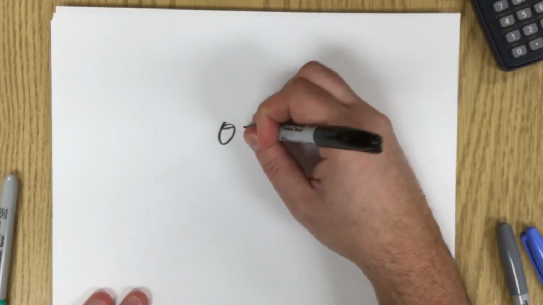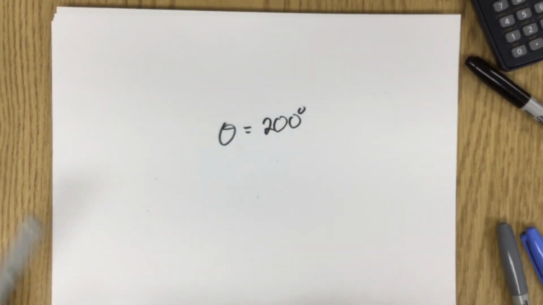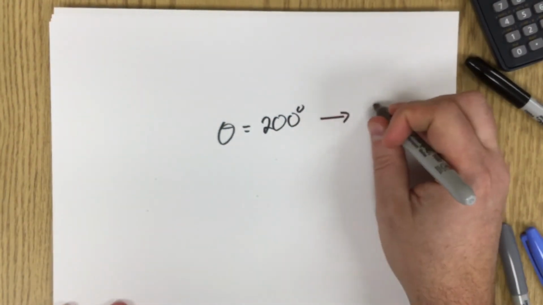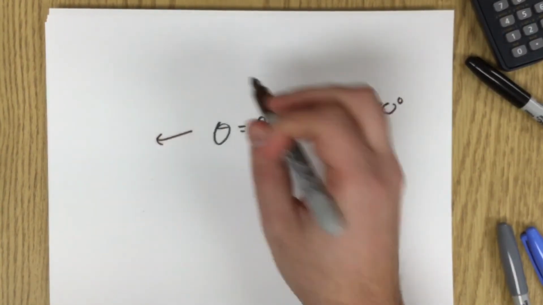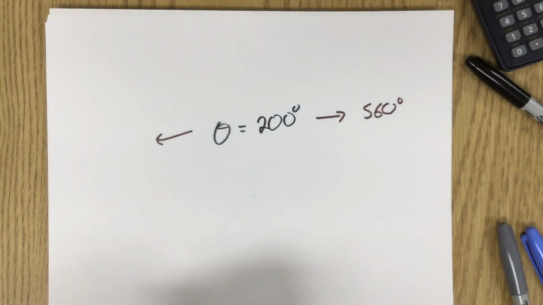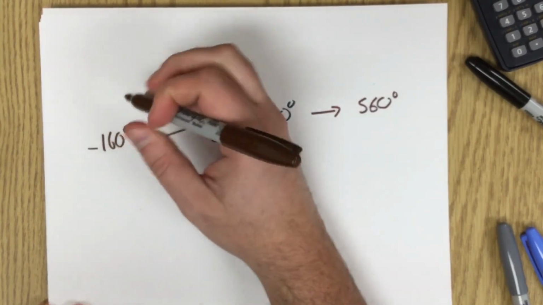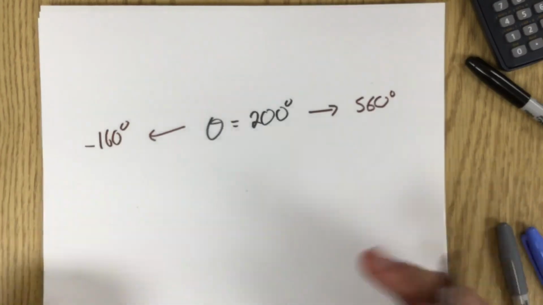And it doesn't even have to be positive coterminal. So for example, if my angle was 200, so one coterminal angle, we could add 360 and we could get 560, but we could also go backwards and end up on the same spot. And so we could say that 200 minus 360 would be negative 160. So negative 160, 200, and 560 are all coterminal angles.